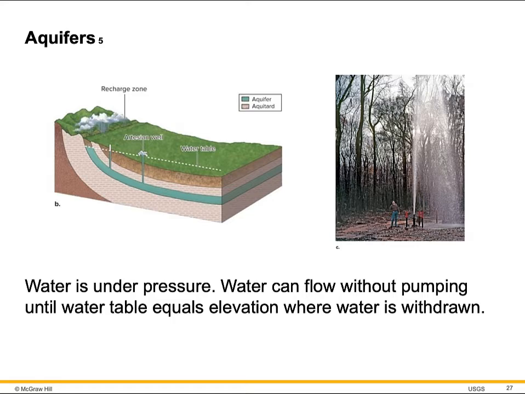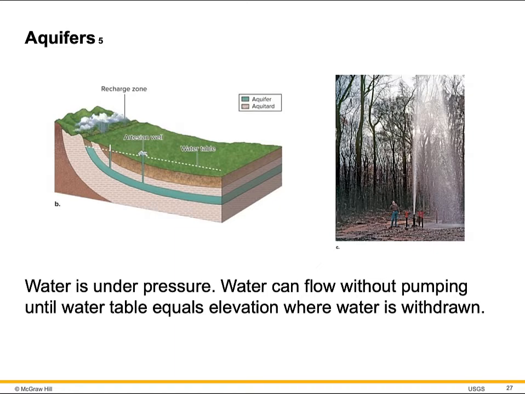Water is under pressure. Water can flow without pumping until the water table equals the elevation where the water is withdrawn. Inflow or recharge versus outflow or discharge. An especially important issue is in the southwestern states.